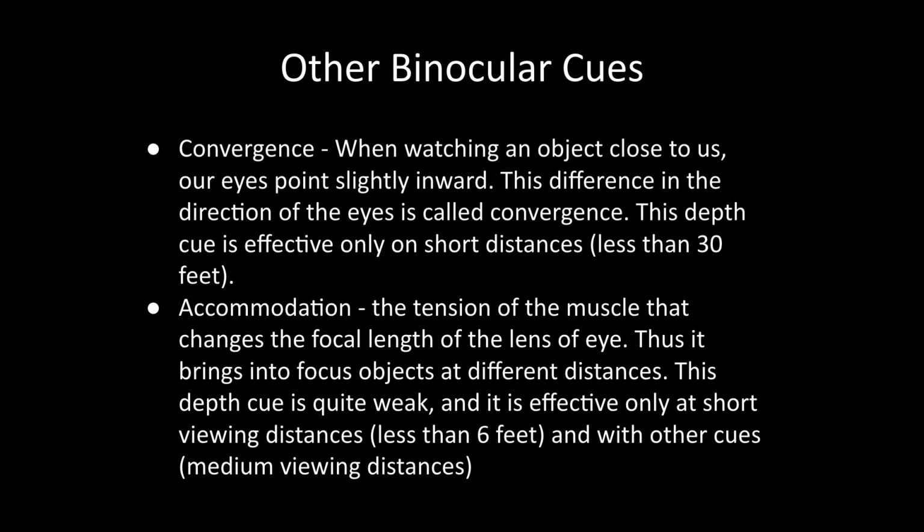Accommodation is the tension of the muscle that changes the focal length of the lens of the eye. So it brings objects into focus at different distances. But this depth cue is very weak, and it's only effective at viewing distances that are less than 6 feet.